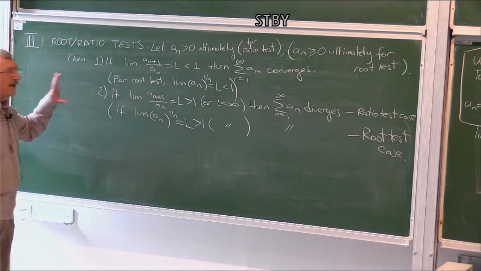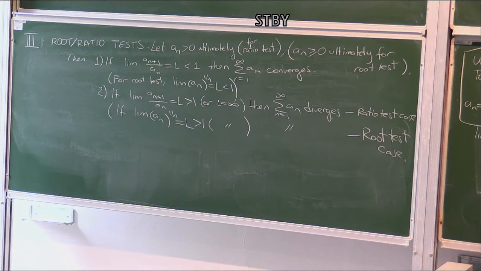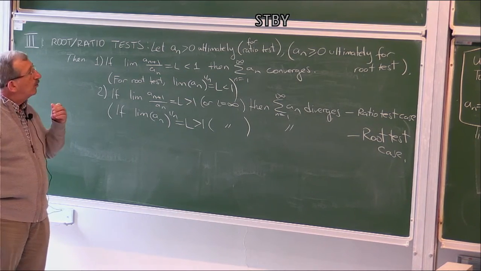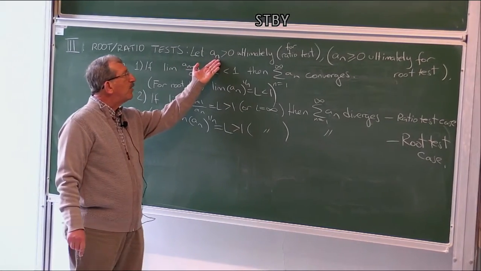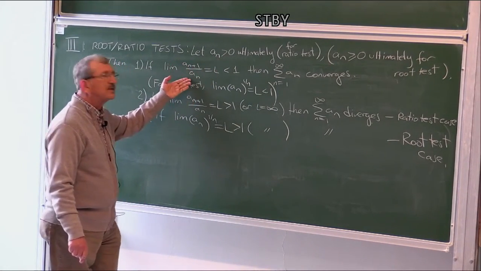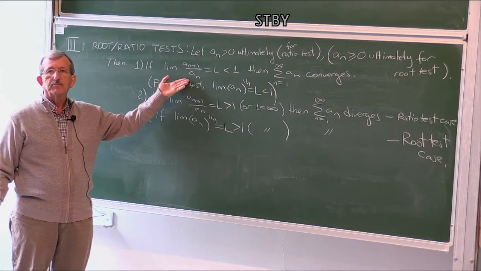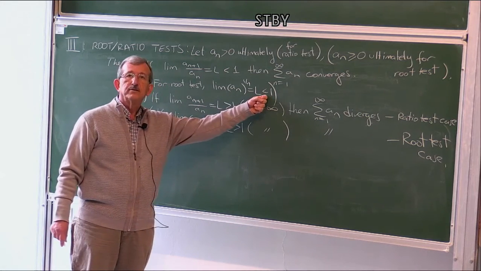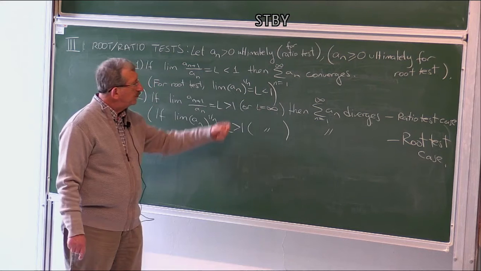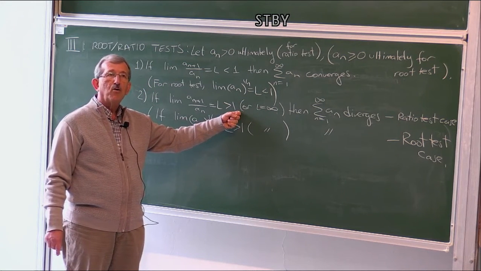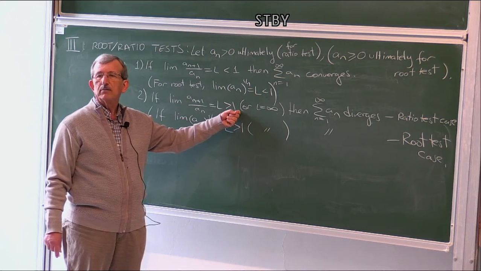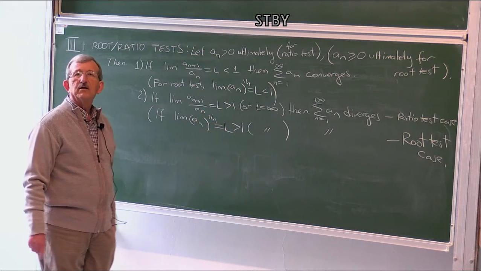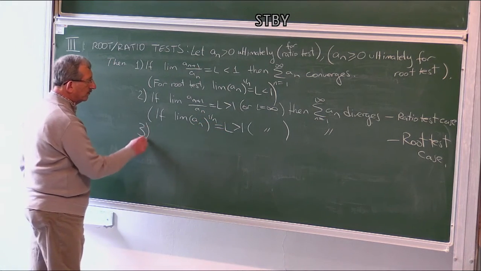Now, these two are the basic conclusions. But of course, there's a possibility that L is 1. Firstly, because ultimately a_n is positive, these limits cannot have a negative value. But they can be 0, which is included in this case. Or they can be infinity, which is included in this case. Or the limits may not exist at all. That, of course, makes the use of this test impossible. But it can be 1.